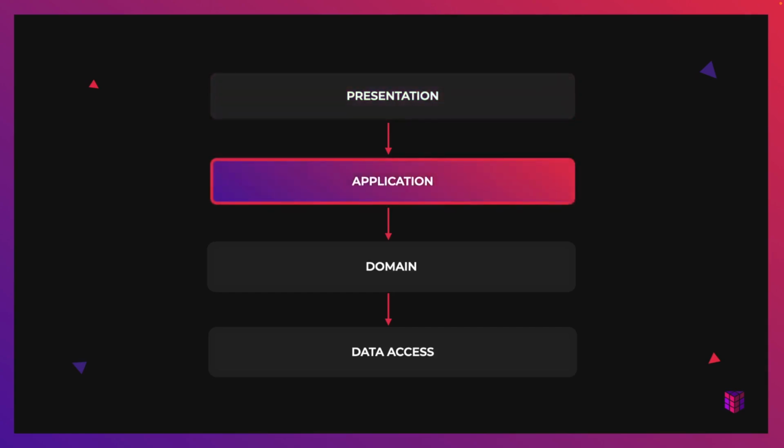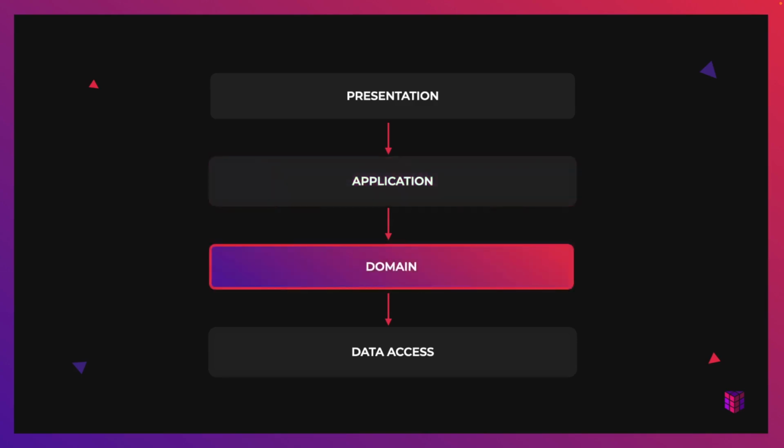Next up is the application layer, or business logic layer. An application layer contains the core business logic. It processes requests from the presentation layer, performs business rules, calculations, and manages data flow. Note that it does not handle data storage or retrieval.